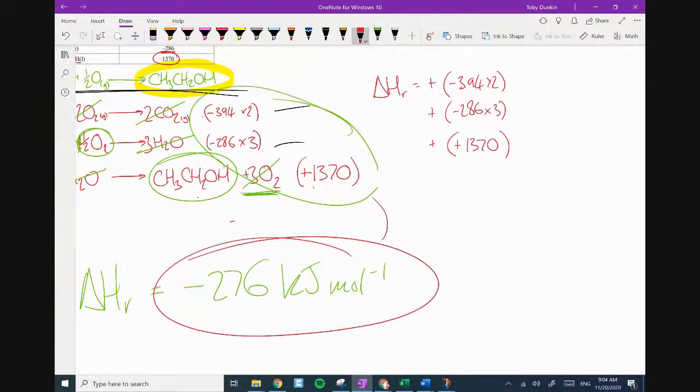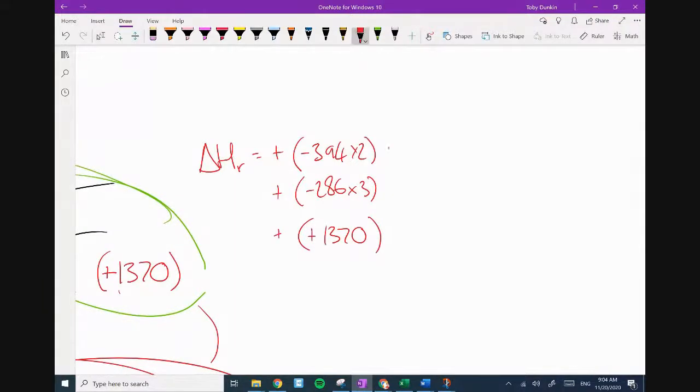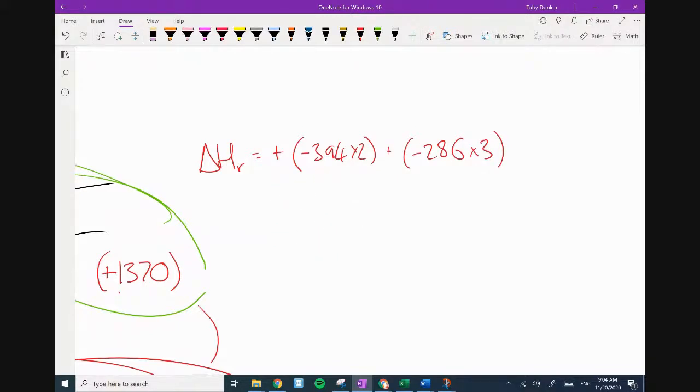If I type that into my calculator in one big long line, I'm just going to do that because I think it's important to actually show how I've typed it in on my exact calculator. Plus brackets, plus 1370. I just add them all together.